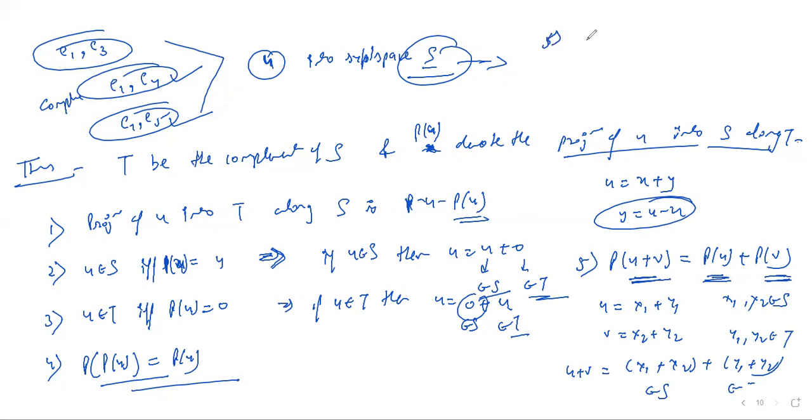Similarly, we can also say that the projection of alpha U, if I multiply by a scalar, will give me alpha times P of U. You can see it like this: if U equals X plus Y, then alpha U equals alpha X plus alpha Y, where alpha X belongs to S and alpha Y belongs to T. So these are some results.